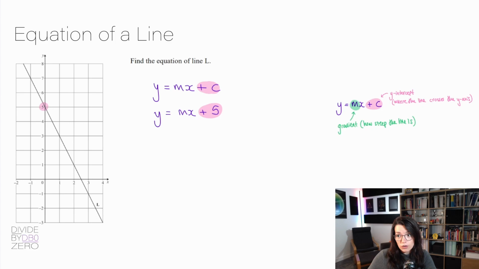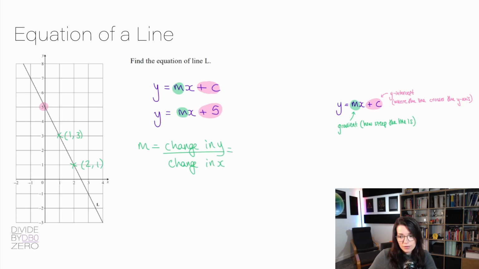Next, we have to find the gradient. Again, choose whichever method you prefer, but I'm going to do change in y over change in x. So I need to pick 2 points again, and I'm going to choose 1, 3 and 2, 1. This will work for any 2 points that you pick, so just choose whichever ones you think are easy to read.